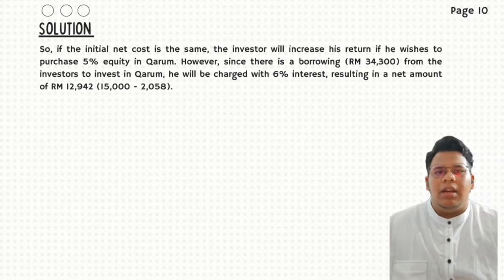However, since he is borrowing 34,300 to invest in Kerem, he will be charged 6% interest, resulting in a net amount of 12,942. 15,000 minus 2,058 ringgit.